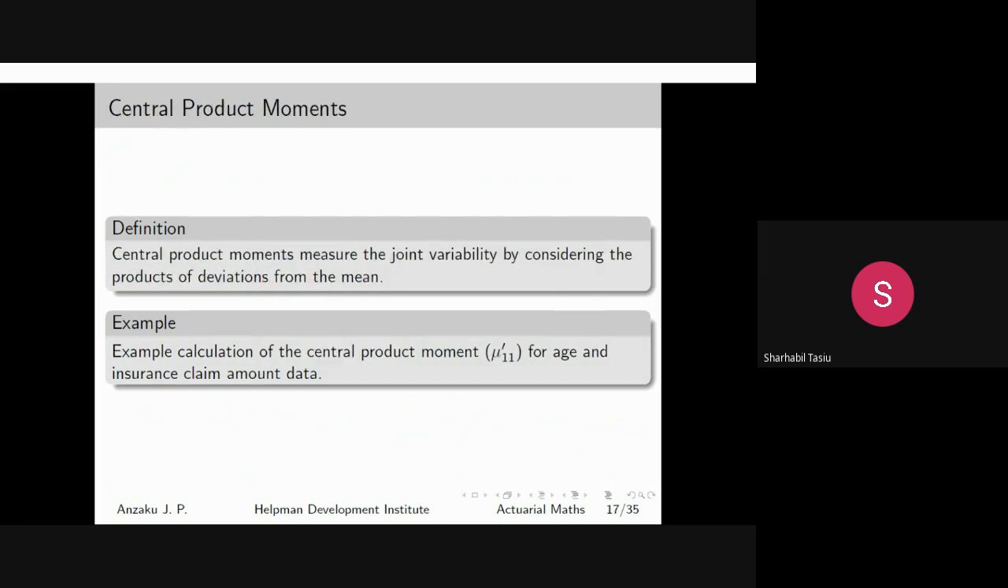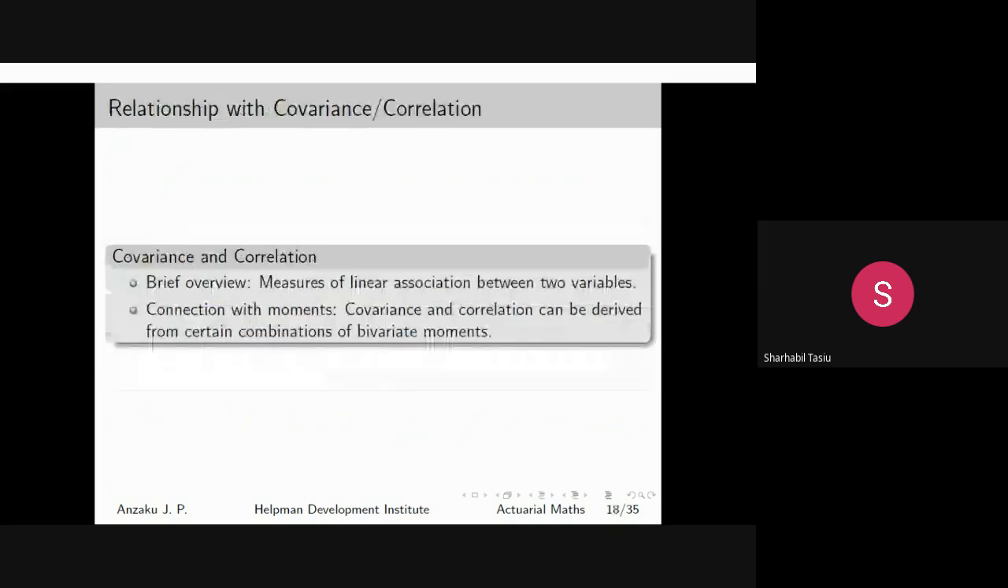Then the central product moment measures the joint variability by considering the product of deviations from the mean. And then we have an example as the one below. Then the relationship with covariance and correlation. So it's just a brief overview. Covariance and correlation are measures of linear association between two variables. That's what the covariance and the correlation do.